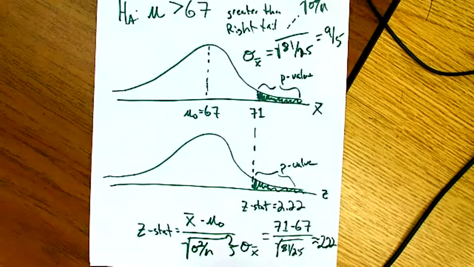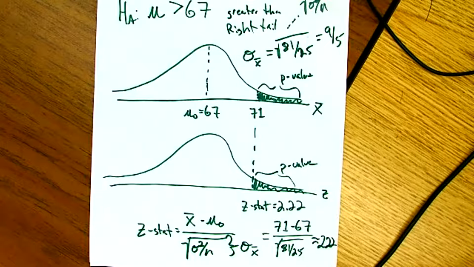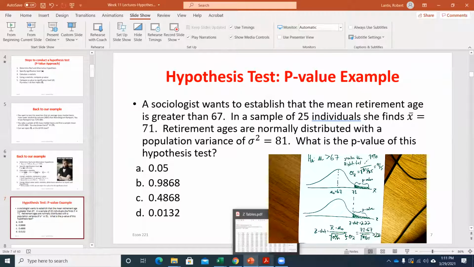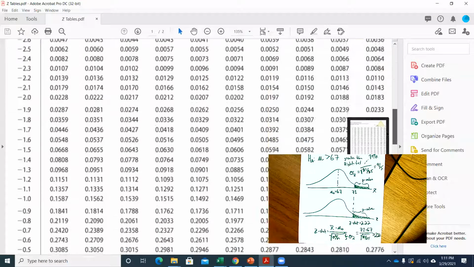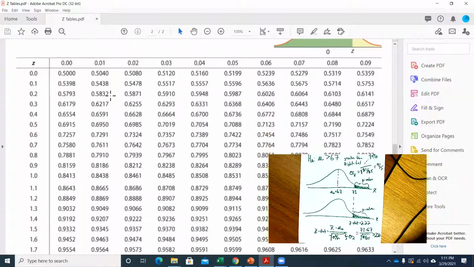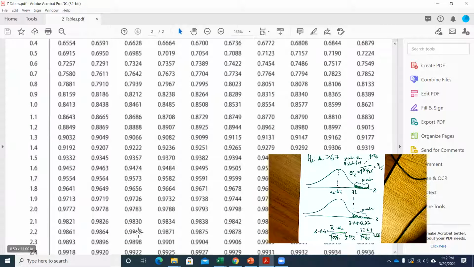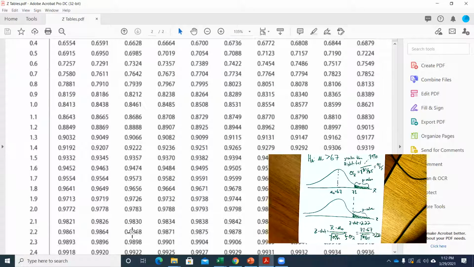Any questions up to this point? So I've got my test statistic of 2.22. Let me know if this goes out again. This is where it went out last time. So I just come down here. The second decimal was 2, so let's keep going. 2.22. And the area to the left of that is 0.9868.